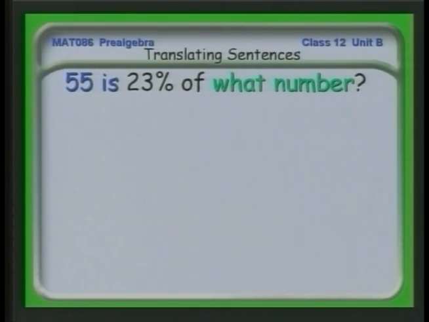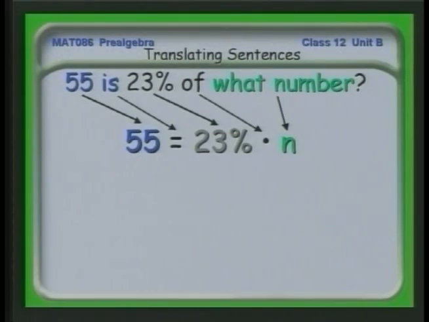55 is 23% of what number? Let's take a look at this. So 55 is 23% of what number? We've switched the sentence around a little bit, but it means exactly the same thing, except now we have the part on the left. Remember, we can turn this around. The "is" is equivalent to the equal sign. 23% of what number is 55, or 55 is 23% of what number? That'll work either way. Here's the translation.